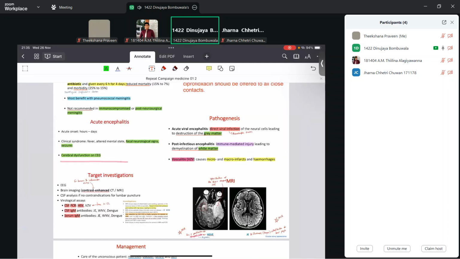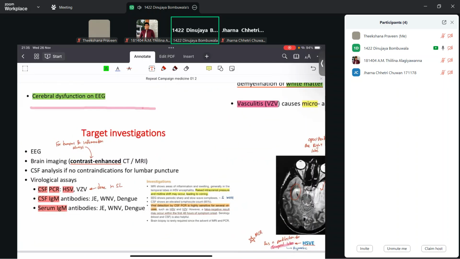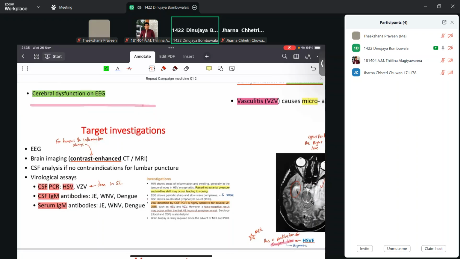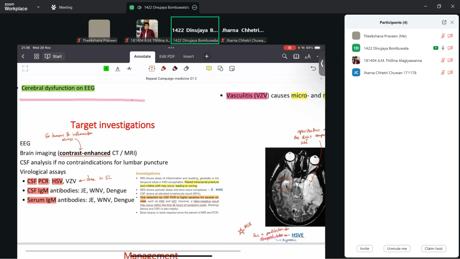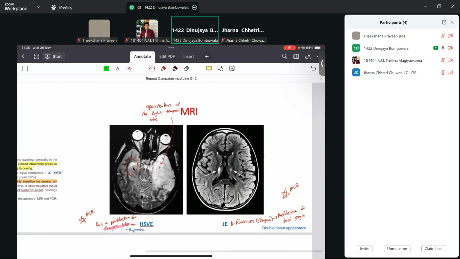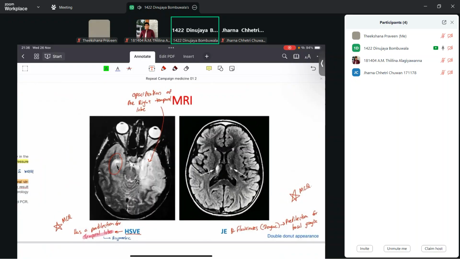Investigations are more or less the same, but we have to do an EEG if possible. Those are not the first things we do. We have to give the antivirals first, and then later on we can do these investigations as well. And this one is very important. Can you guys see? I think this was asked in the previous MCQ. I can't remember. Chang sir told this multiple times.